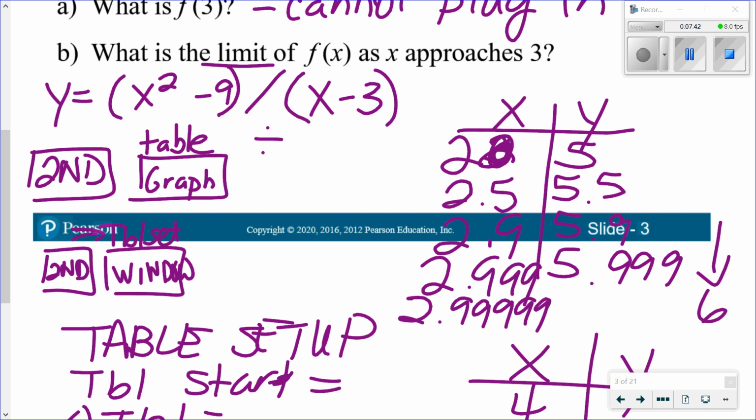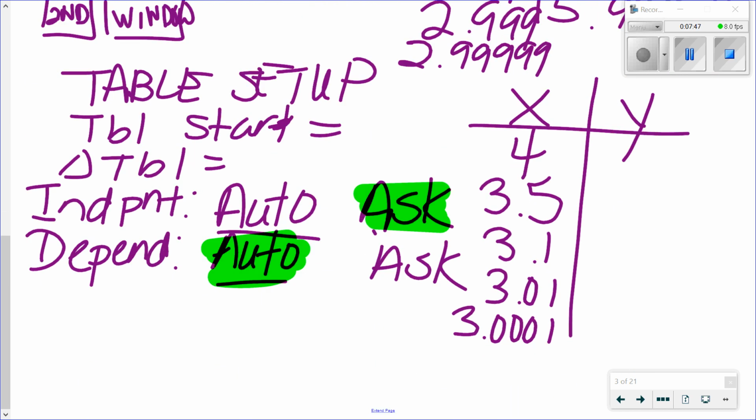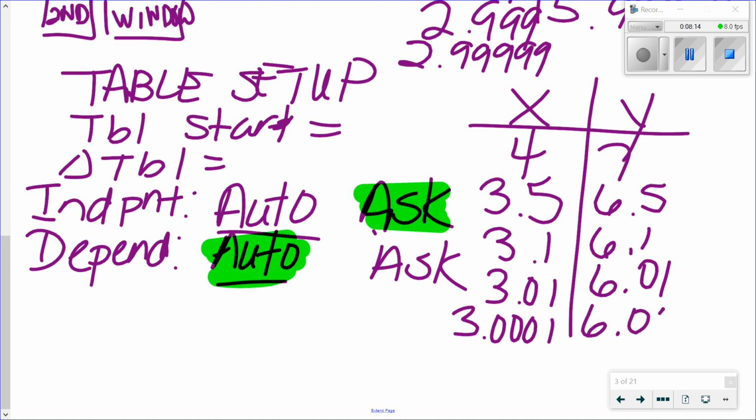Okay, so that table tells me I'm trending toward 6. I'm getting closer and closer and closer to 6. Let's see what happens on the other side. So we started at 4, and I got 7. 3.5, and I get 6.5. 3.1, I get 6.1. 3.01, I get 6.01. 3.0001, and I get 6.0001.